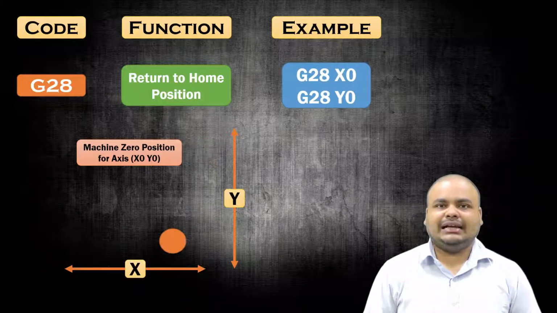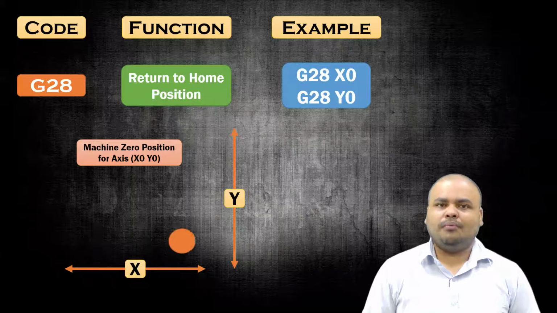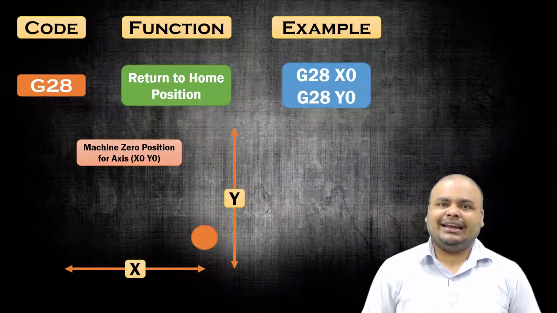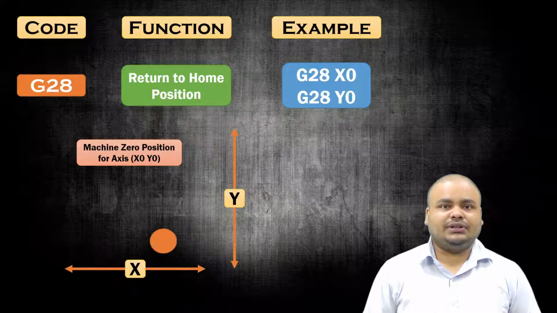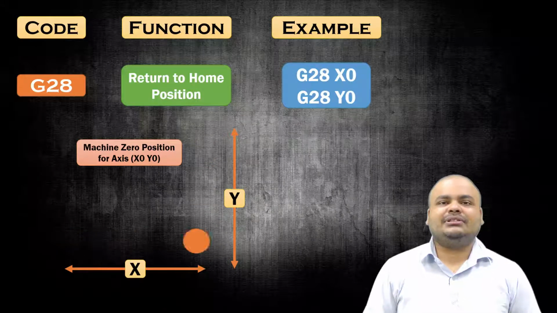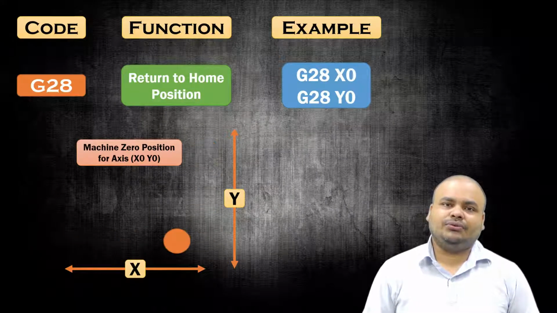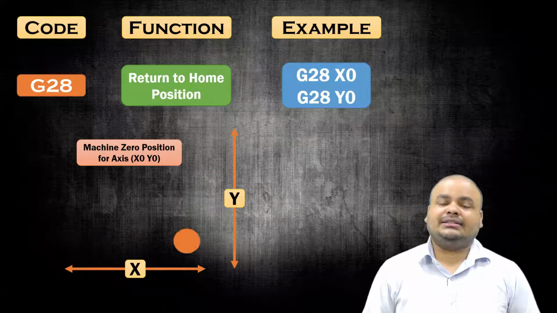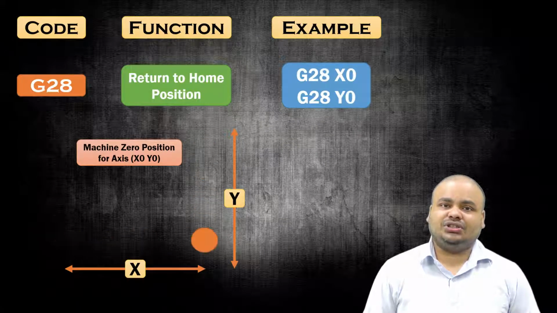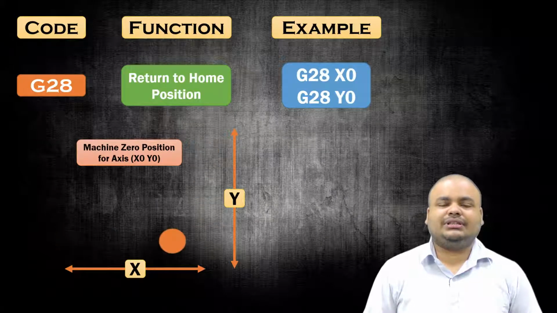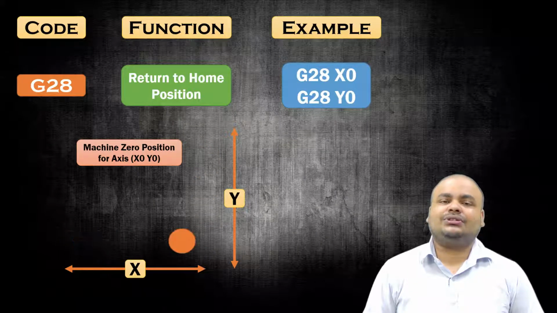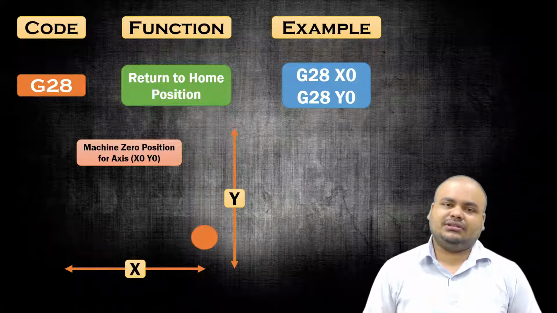That means the X axis will move towards its home position, which is the machine reference point as 0. Similarly we can go for G28 Y0. That means the Y axis will go to its reference point set by the manufacturer, that is the machine 0 of the axis. So to send these axes to their home position, this command is used.